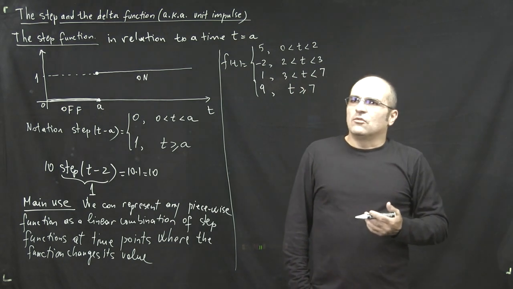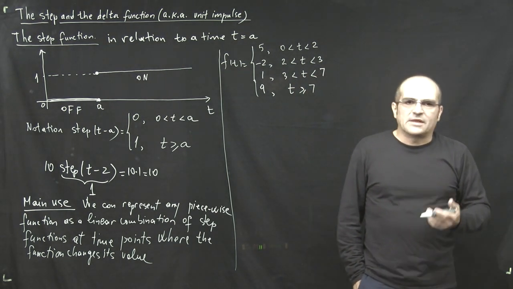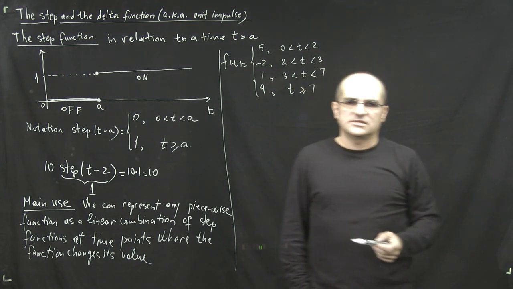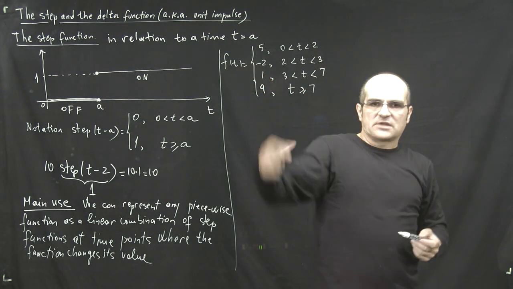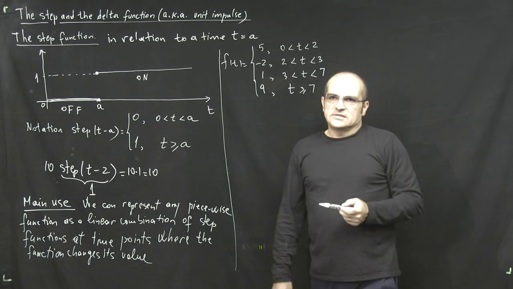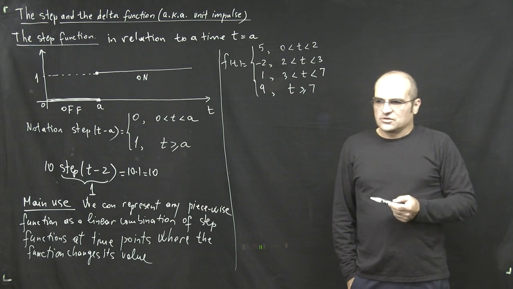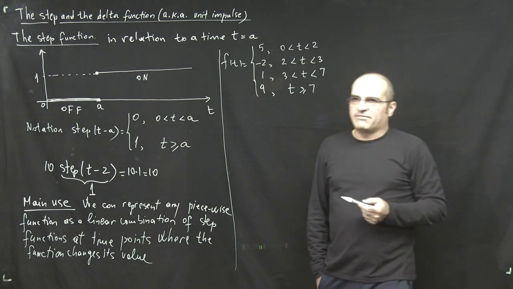And also notice that the function will be automatically discontinuous, because at the points in time where the function changes its values, the sided limits will not be the same, obviously, right? Because these are different values. So how do you do this? How do you represent the function with a linear combination of step functions?